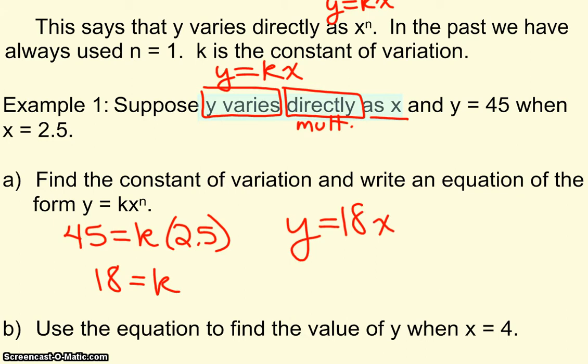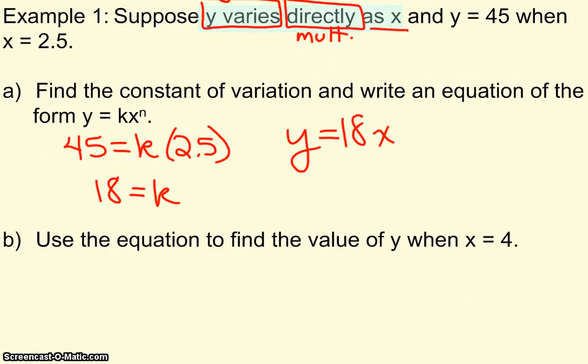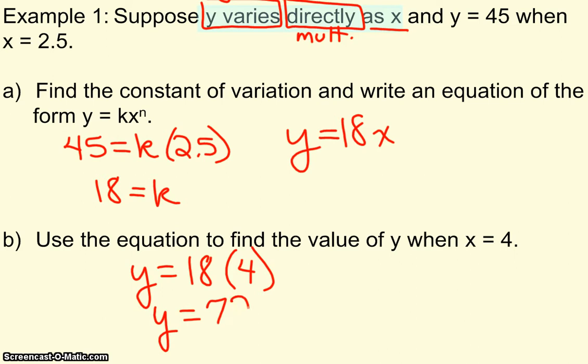I can now take the formula y equals 18x and find out what happens at other values of x. For example, part B, use the equation to find the value of y when x equals 4. Simply substitute in 18 for k and 4 for x, and you get y equals 72.